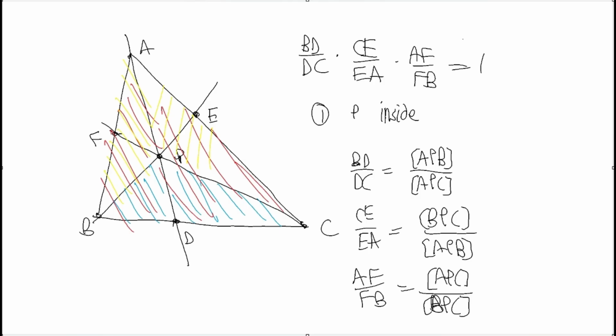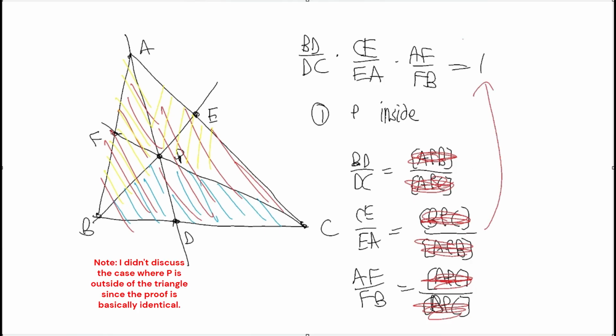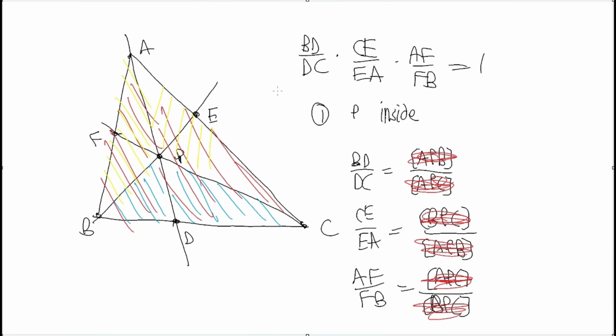And then we end up multiplying all these areas together in the end. And this area cancels out with that one. These guys cancel out. And finally, these cancel out. So the result is that their multiplication ends up being 1. All right, so that proves that when we have 3 lines that are concurrent, this relation here holds.